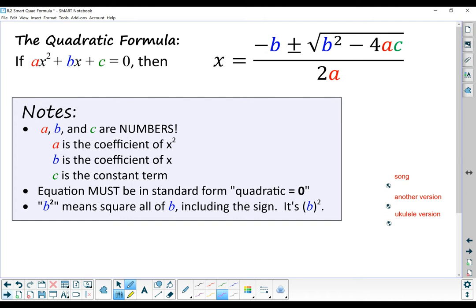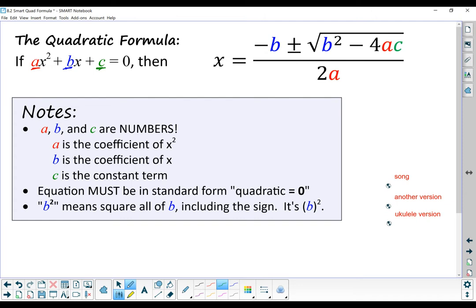So if you have a quadratic that is not factorable, there is still a way to get your two solutions. And that way is called the quadratic formula. The quadratic formula tells us that if we have a quadratic in standard form that is equal to 0, like ax squared plus bx plus c equals 0, where a, b, and c are numbers, then x is equal to the opposite of b plus or minus the square root of b squared minus 4ac all over 2a. And that is probably the most complicated math formula you have seen to date in your math life.